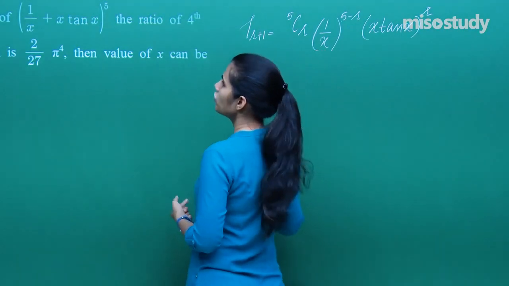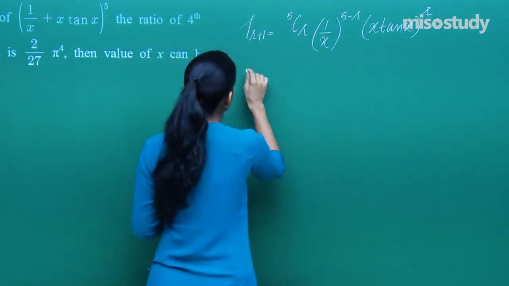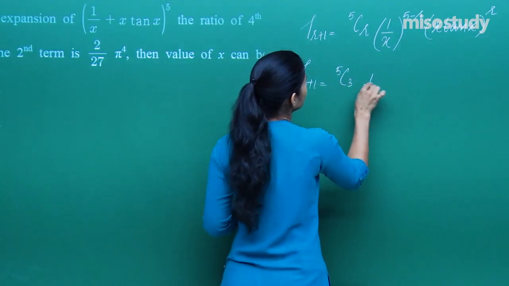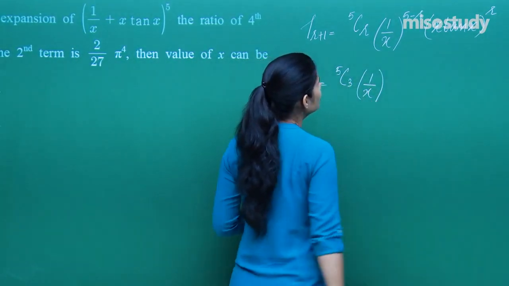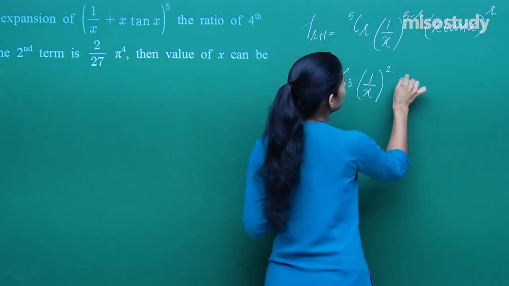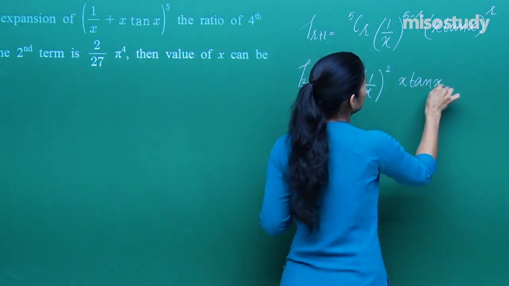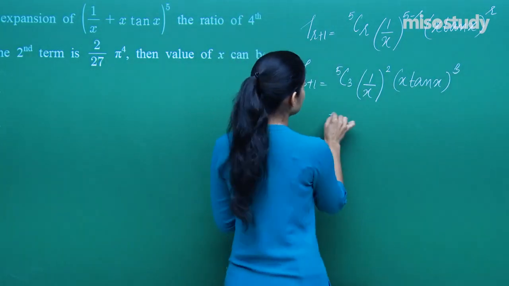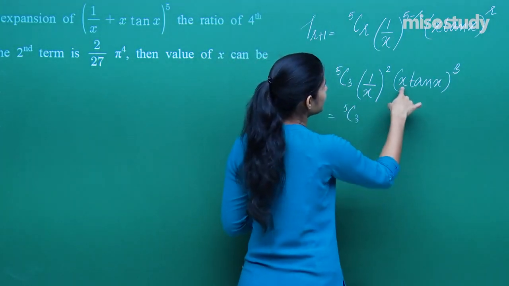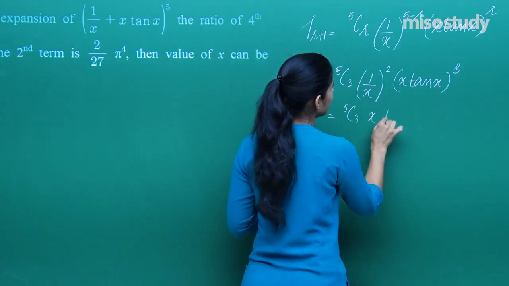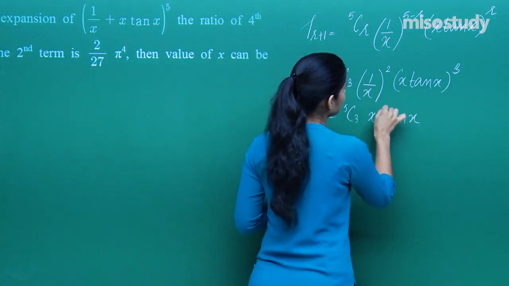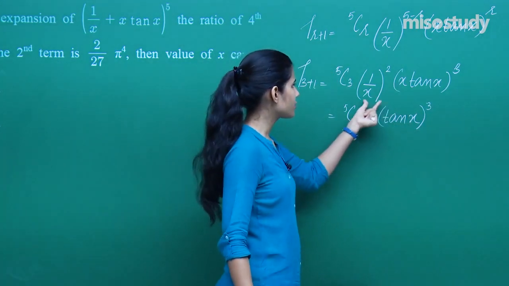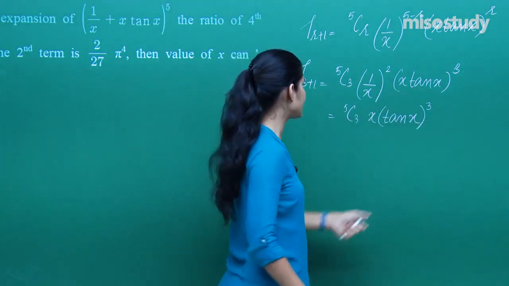So you have ratio of 4th term to the 2nd term. What is 4th term? 4th term is 5C3 (1 upon x) to the power 5 minus 3, (x tan x) to the power 3. So this gives you 5C3. This is x cube and this is x square. So you're left with (x tan x) to the power 3. Right, this was x cube, this is x square, so just left with a single x over here and tan x whole cube.